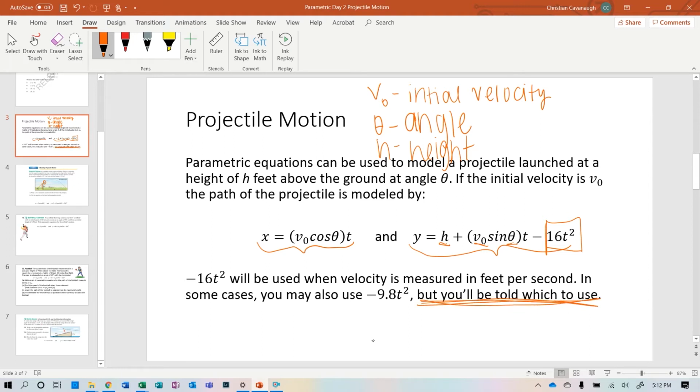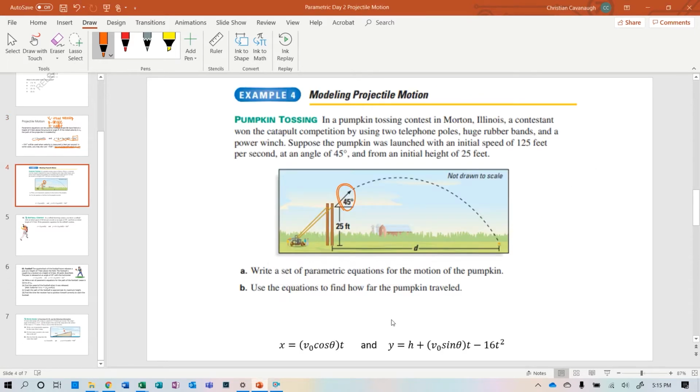So basically, to model these situations, you're going to be given this base x and y equation to use, and you just have to fill in the information for it, which is what we're about to do. So again, go ahead and pause to read the problem, and then unpause whenever you are ready to start solving it. So in part A, we want to write a set of parametric equations to represent the motion of this pumpkin.